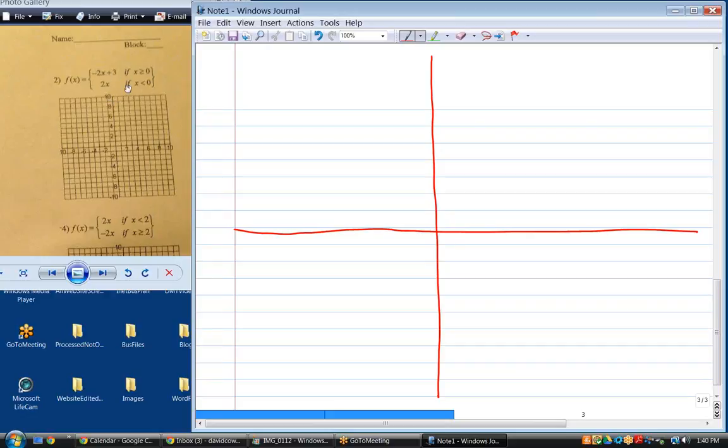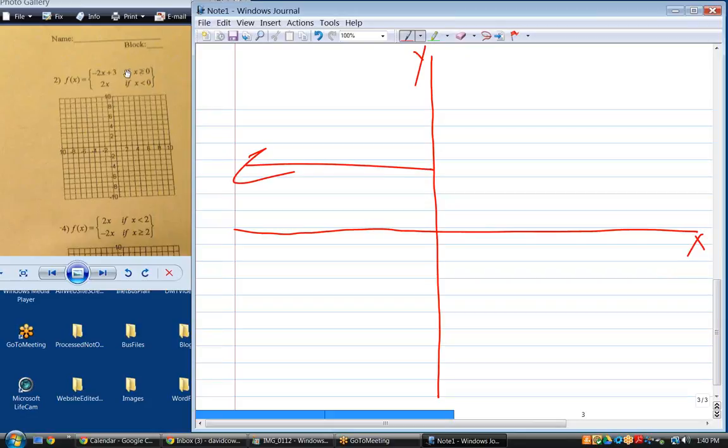Okay, this one has 2 pieces to it, and they're separated at the point 0 on the x-axis. So the first function is going to be everywhere to the left of the y-axis. That's where x is negative.